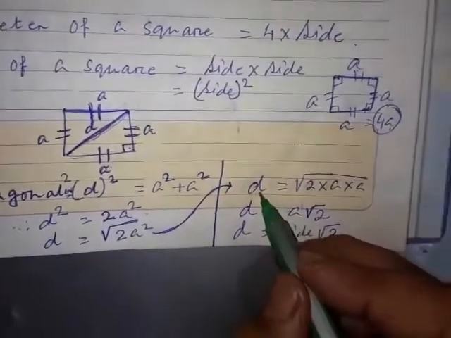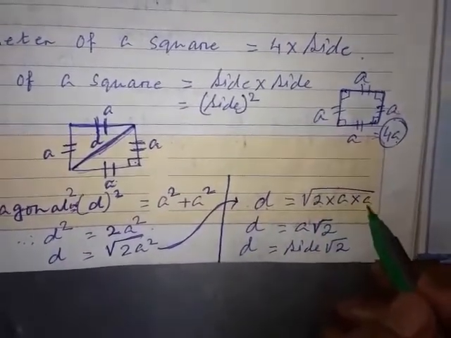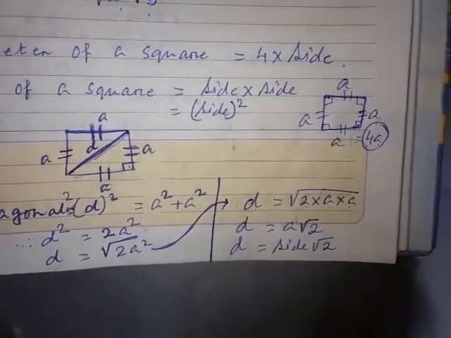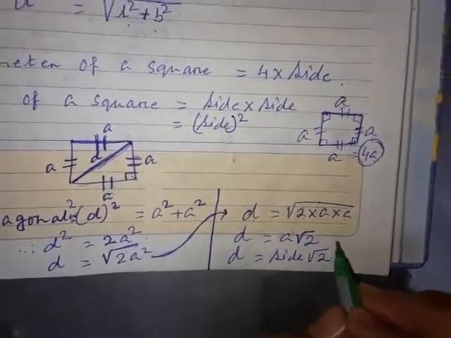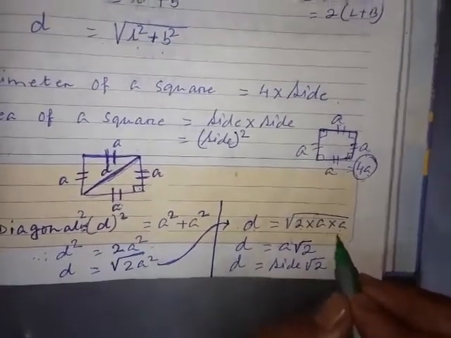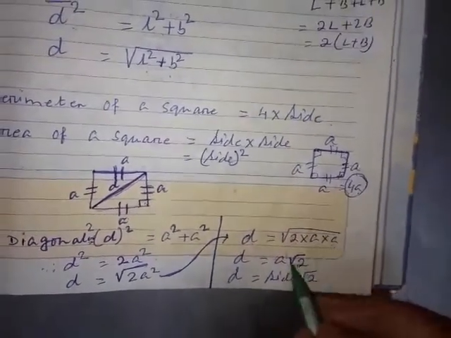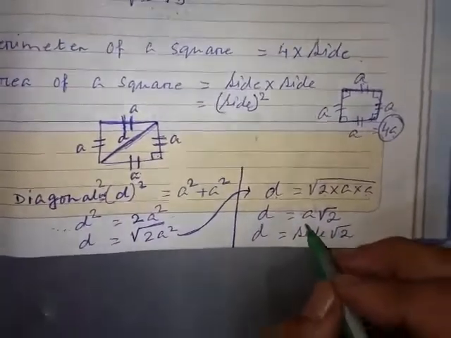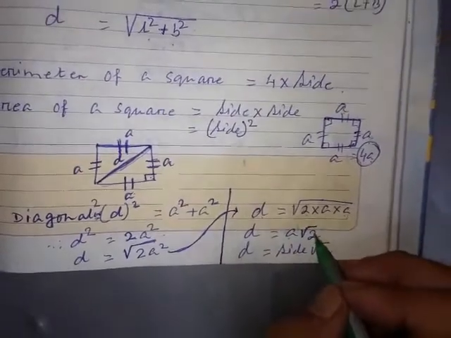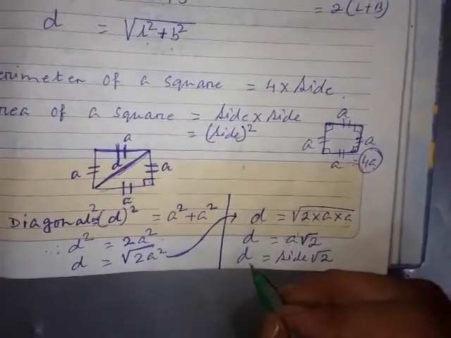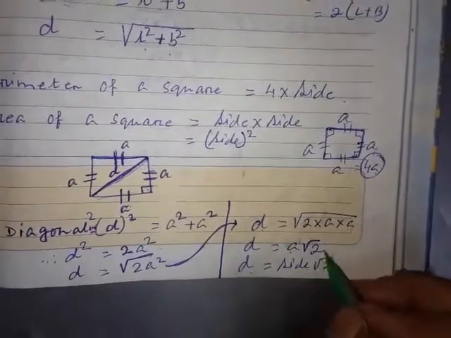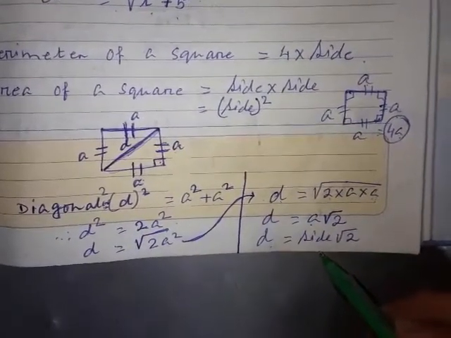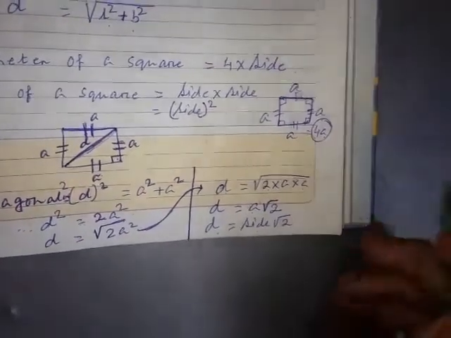That means D equals root of 2 into A into A. Earlier, when I taught you about the square root, I told you that if anything is in a pair, it always comes out of the square root sign. Here A into A are in a pair, so one A comes out and the 2 stays inside the square root. Therefore diagonal equals A root 2. A means the side of the square, so diagonal equals side into root 2.